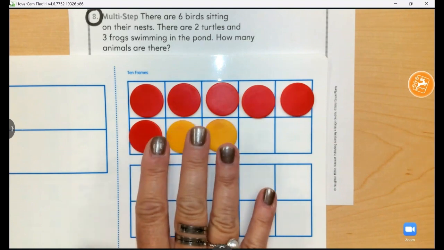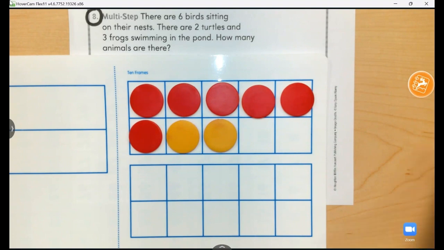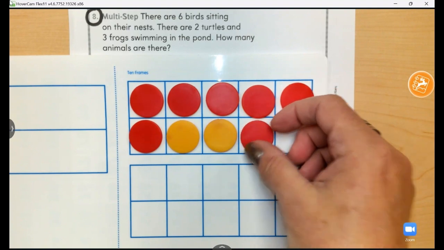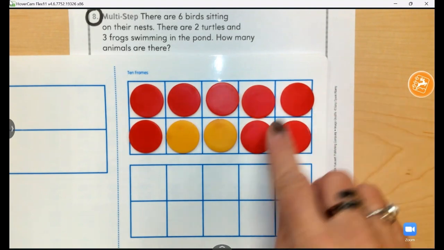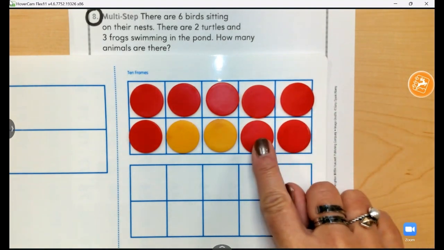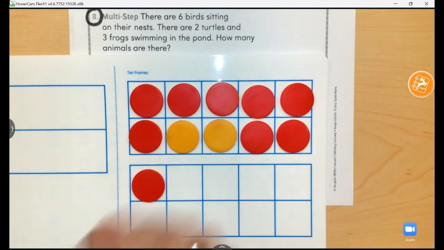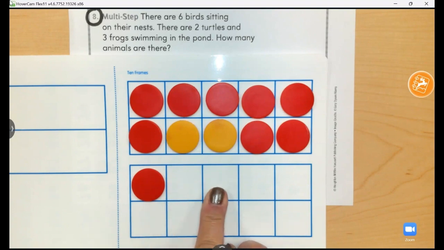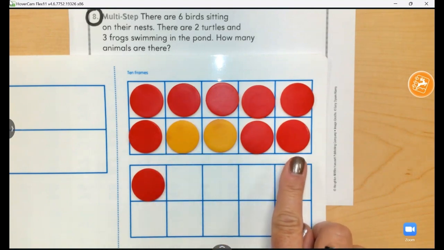So we had the 6 birds, we had the 2 turtles, and then what did we have left? We had 3 frogs. Again, I'm going to switch back to my red side on the counter so that they can clearly see the 3 frogs. And I'm not going to jump down to my next 10 frame until I have this one all filled up, which I filled up with 2 frogs, but my story problem told me there were 3. So I need to be sure that I don't skip and start filling in the other numbers down in this 10 frame. I want my students to see the representation of a complete 10 frame.